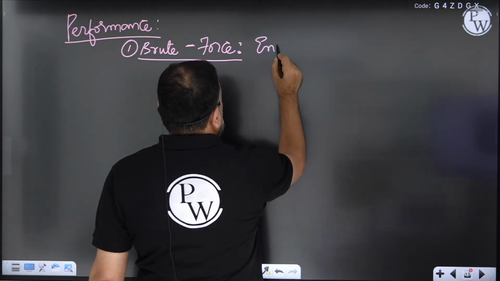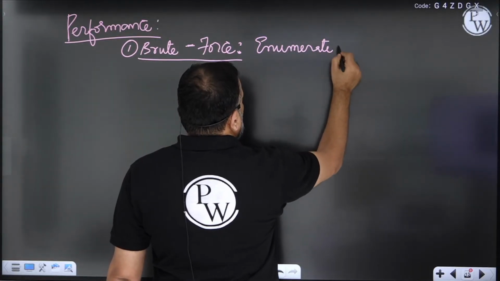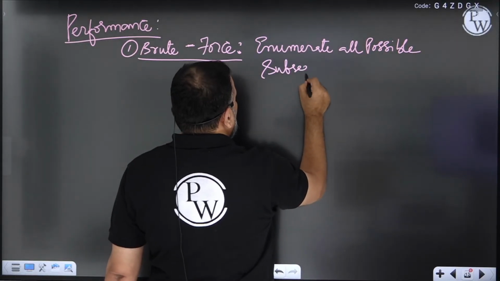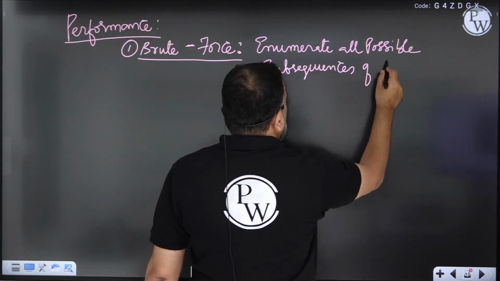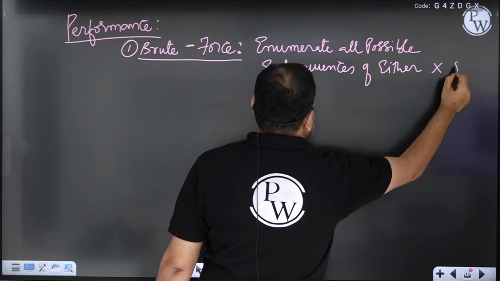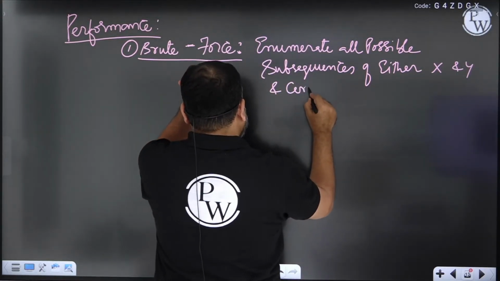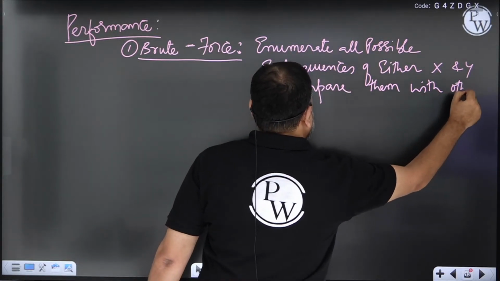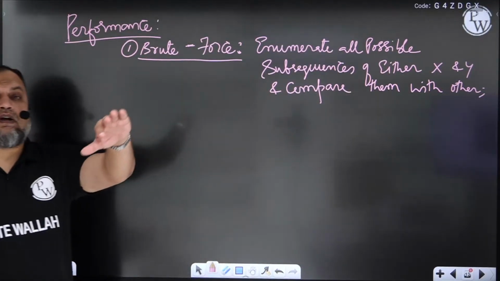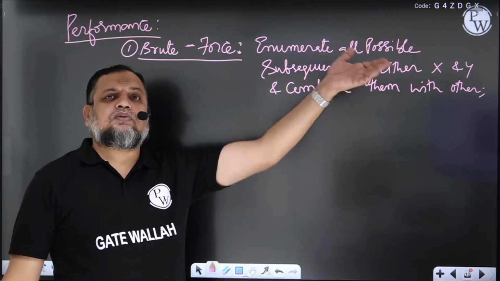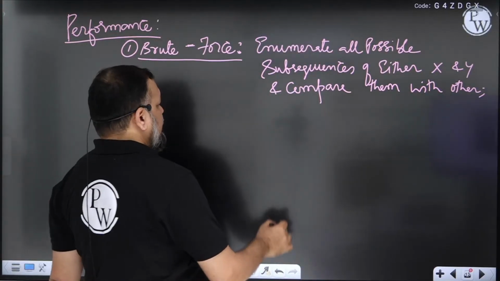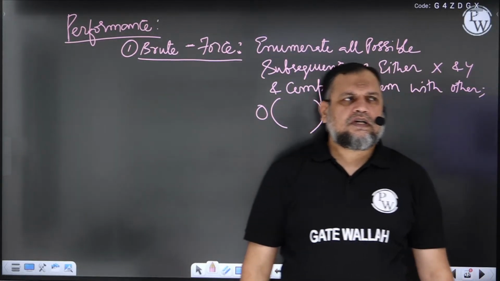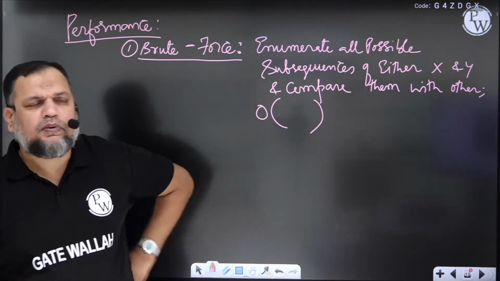You will have to enumerate all possible subsequences of either x or y, strings x and y, and compare them with the other string. अगर मैं x के enumerate कर रहा हूं तो फिर compare करूंगा y से, या y के enumerate कर रहा हूं तो compare करूंगा x से. So if I do like this, then the time complexity of the brute force approach for the LCS problem would become order of dash.